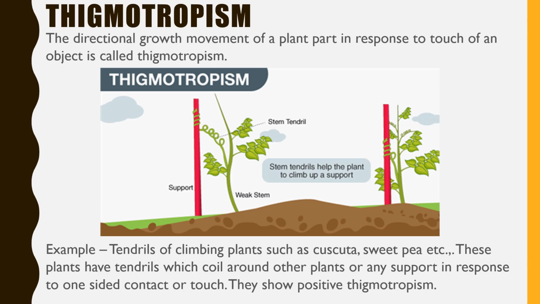Another type of movement is thigmotropism. There are some plants called climbing plants which have weak stems and hence cannot stand upright or erect on their own. The climbing plants have climbing organs called tendrils. Tendrils are the thin thread-like growth on the stem or leaves of climbing plants.